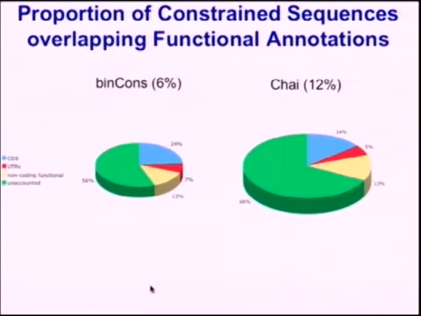When we look at the proportion of the constrained sequences that overlap various functional annotations, looking at this binomial-based algorithm, you can see that roughly a quarter to a third of this represents a known coding sequence. This is a slightly different data set, so it's differing from some of the graphs I showed you earlier. And then 13% overlap some non-coding functional annotations, with a little more than half being unaccounted for.